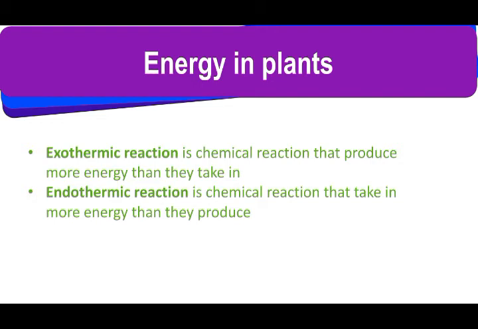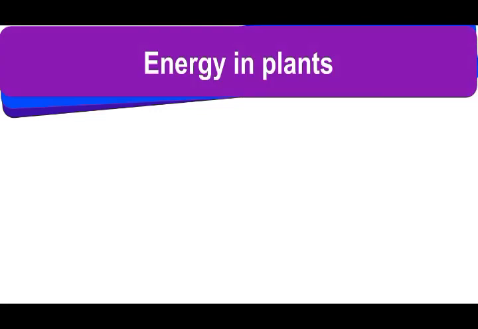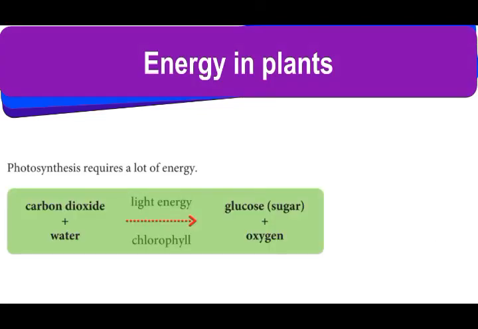So actually, if we talk about the photosynthesis chemical reaction, carbon dioxide plus water, with the catalyst of light energy and chlorophyll, will produce glucose or sugar, and the other waste product, which is really useful for us, is oxygen. And you should know that this chemical reaction is considered an endothermic reaction. Why? Because the energy that is taken in is a really high amount of energy, while the energy produced in this reaction is not as high as the energy that is taken in.